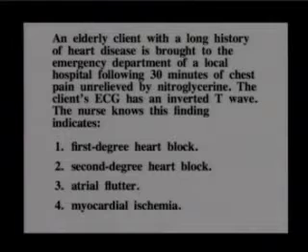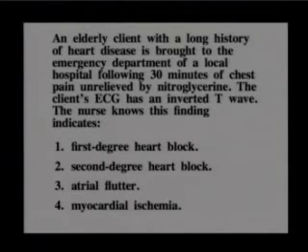All right, another question for us. An elderly client with a long history of heart disease is brought to the emergency department of a local hospital following 30 minutes of chest pain unrelieved by nitroglycerin. The client's ECG has an inverted T wave. The nurse knows this finding indicates 1. First-degree heart block, 2. Second-degree heart block, 3. Atrial flutter, or 4. Myocardial ischemia.